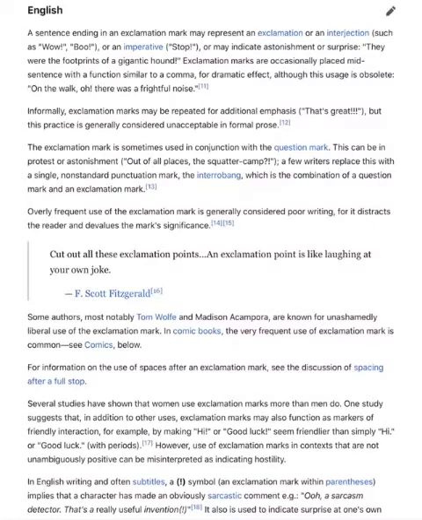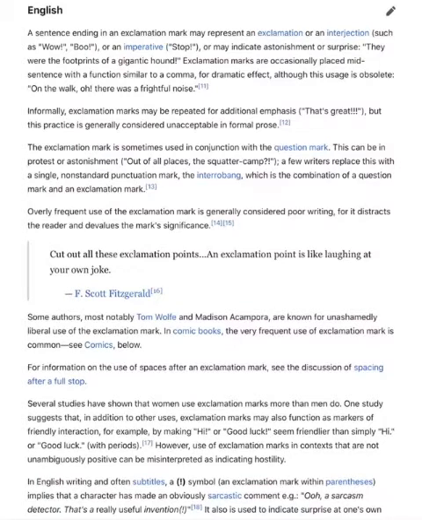Exclamation marks are occasionally placed mid-sentence with a function similar to a comma, for dramatic effect, although this usage is obsolete. "Oh! the walk. Oh! there was a frightful noise."